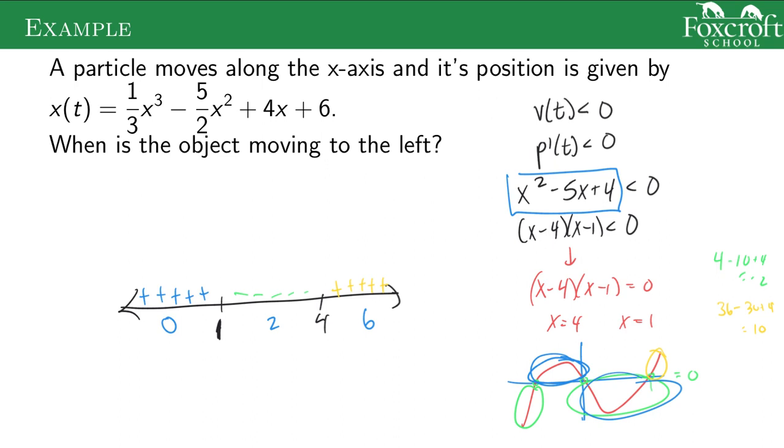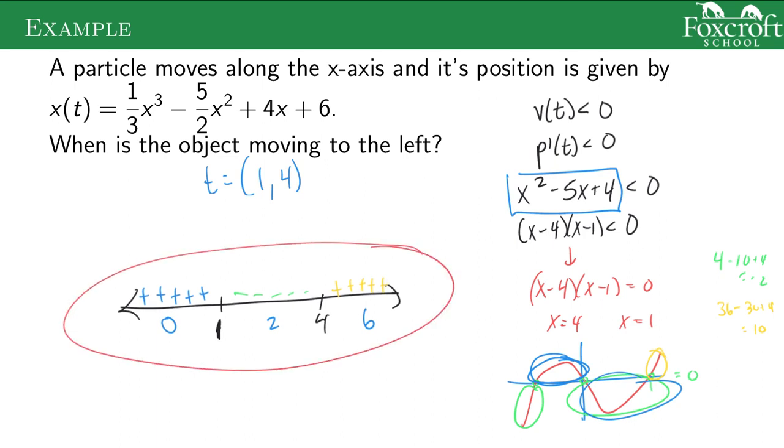So when is my object moving to the left? Just in that middle section, it's moving to the left from 1 to 4. So the time of 1 second to 4 seconds, 1 hour to 4 hours, whatever it is, that's when my object's moving to the left. This process of creating this number line is something we're going to start doing a lot more often.